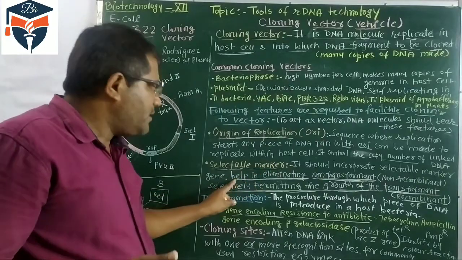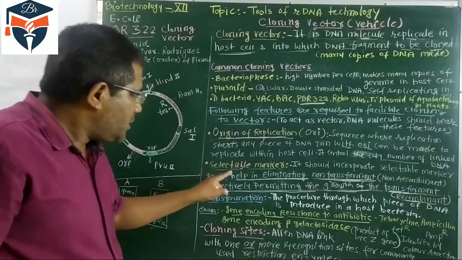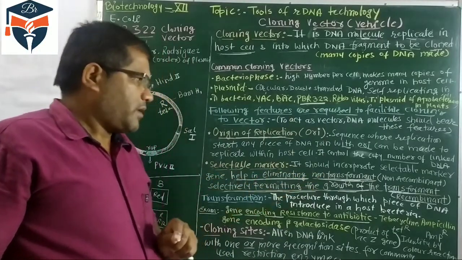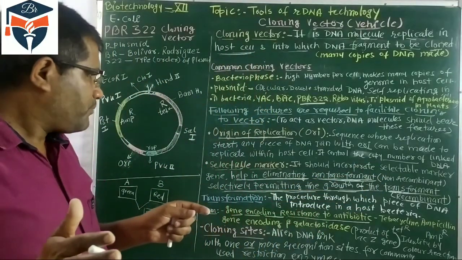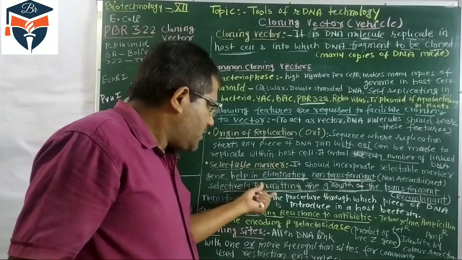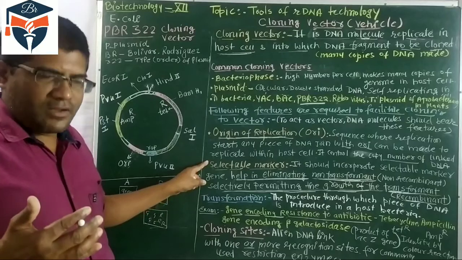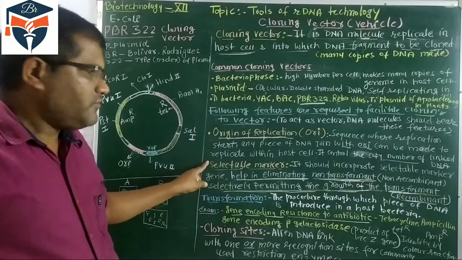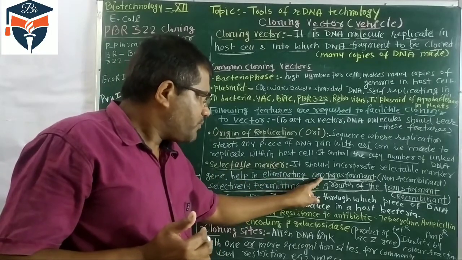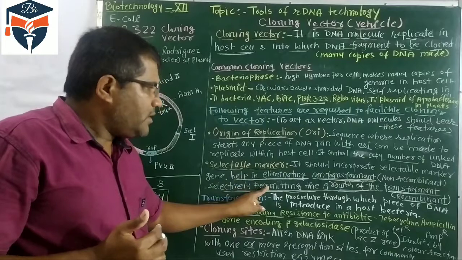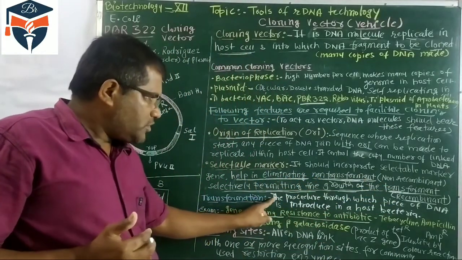Here also the same thing is done. These selectable markers are identifying the non-transformant and transformant. So it helps in eliminating the non-transformant, which are also known as non-recombinant, where no recombinant is formed, and they permit the growth of the transformant. So these are called selectable markers. Again, you see, a selectable marker helps in eliminating the non-transformant, and permits the growth of the transformant.